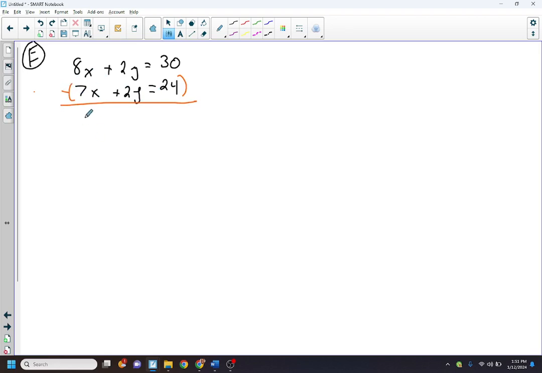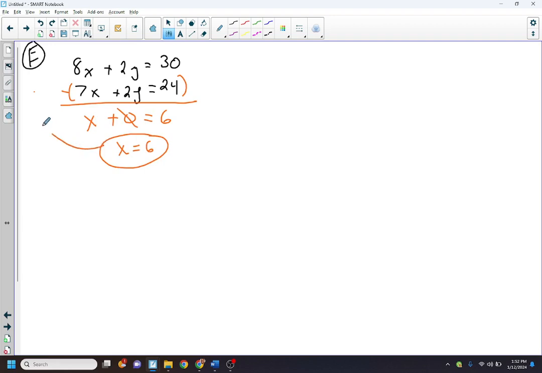So 8 minus 7 is going to be 1x. 2 minus 2 is going to be 0. And 30 minus 24 is equals 6. We don't care about 0. So we got x equals 6. Hey, we got one of our answers.